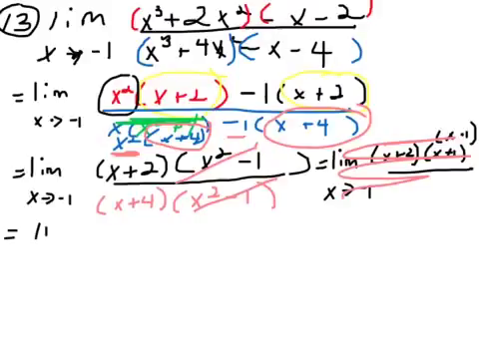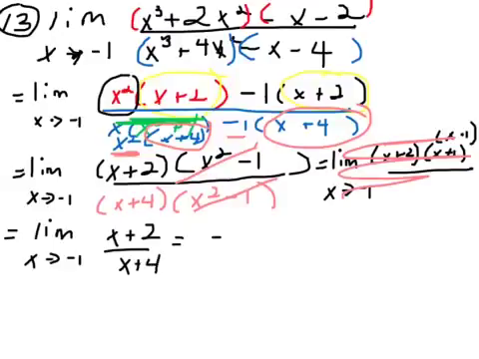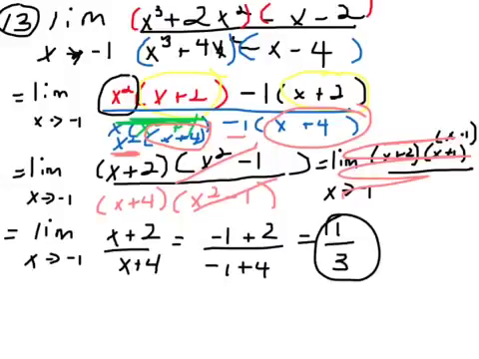All right, so what I have left is something that I can stick this in, x plus 2 over x plus 4. So that's going to be plug in negative 1 on top, plug in negative 1 on bottom. And what would we get? 1/3. 1/3. There's my limit right there.